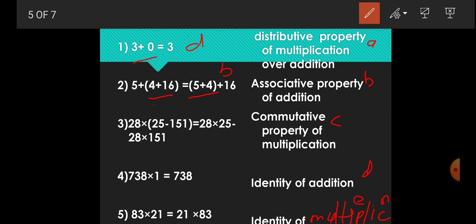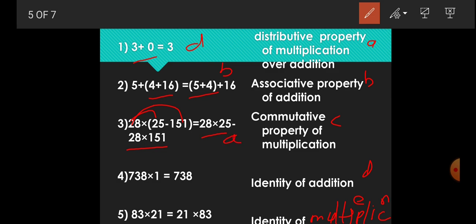Now 28 multiplied by, in bracket, 25 minus 151, bracket close. This is 28 multiplied by 25 and 28 multiplied by 151. And here the sign is subtraction. So distributive property of multiplication over subtraction.